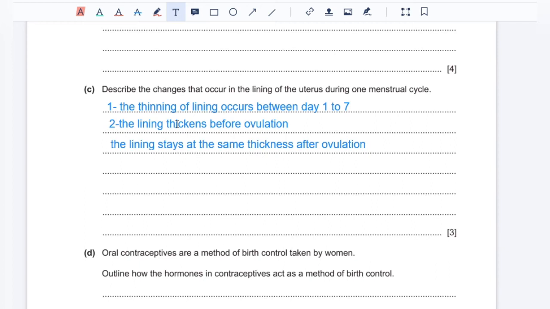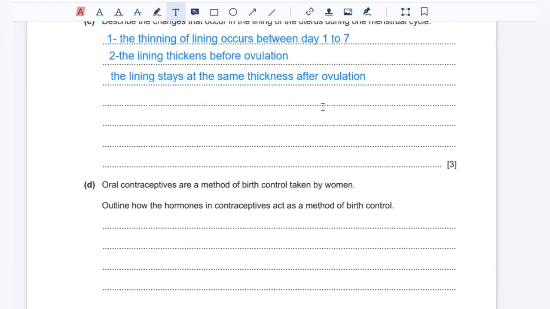And this happens up until ovulation. After ovulation, the lining stays at the same thickness, and this happens after day 14. So progesterone is being secreted, which maintains the level of thickness. Now, if the egg which has been released at ovulation is not fertilized, the corpus luteum will disappear and progesterone will not be secreted. So you'll get back to the first stage where the lining of the uterus will thin out during the first 7 days of the menstrual cycle.